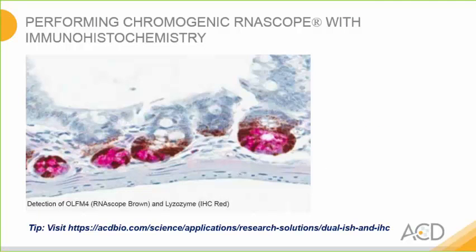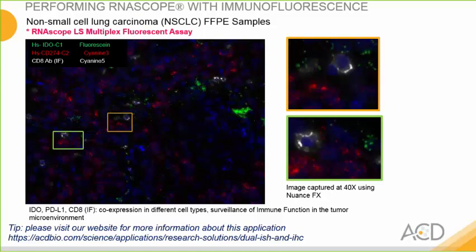So this is a double ISH and IHC with red-brown, detecting RNAscope in brown here, and then the antibody shown in red. So, sorry, IHC in red. And this is a non-small cell lung carcinoma showing RNAscope signal in red and green, and the immunofluorescence in far red, pseudo-colored in white. So please visit our website under the Science tab for more information about this application.